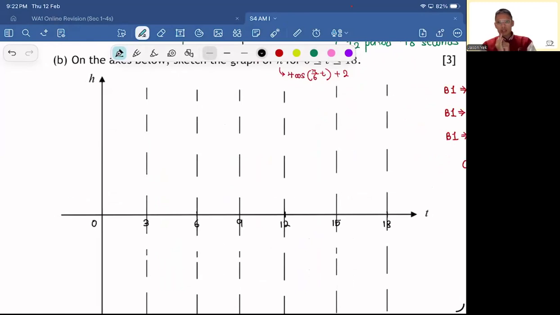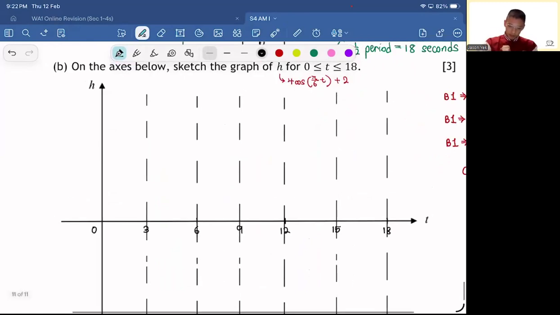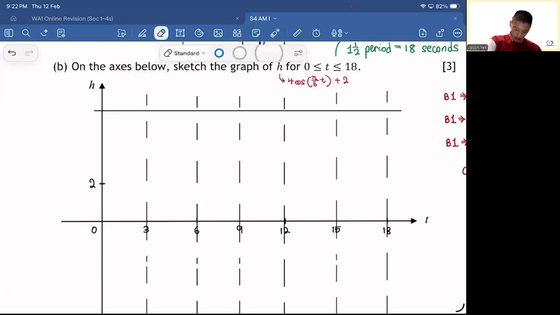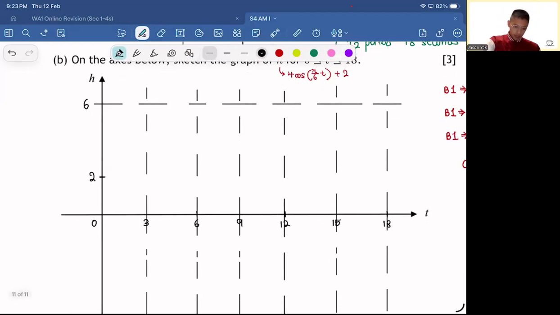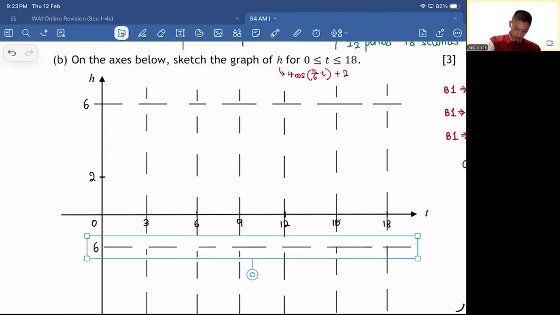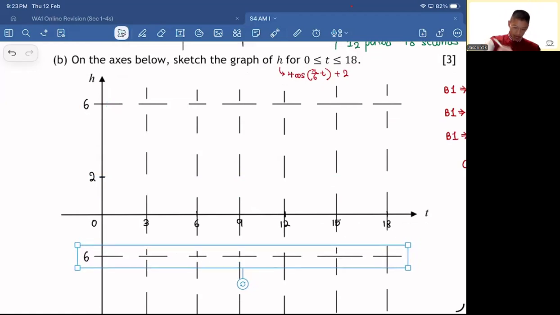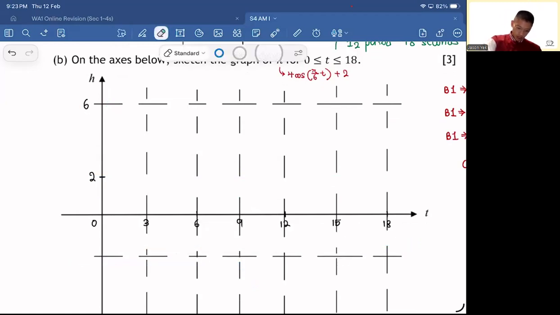Okay, and then of course, I need to know what's my minimum value, maximum value. First from the center line. Center line is 2. So, okay, let me scale nicely. 2. So over here, this will be 6. And after that, I subtract by 4. So it will be this. Yeah, this should be good. Yay! -2. Then one more line in the middle.